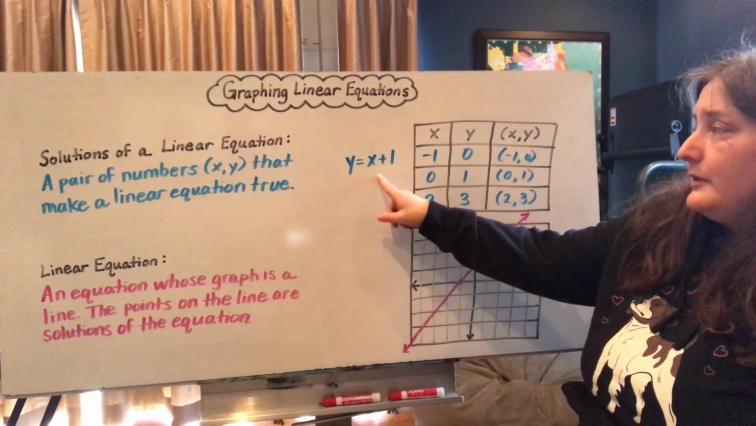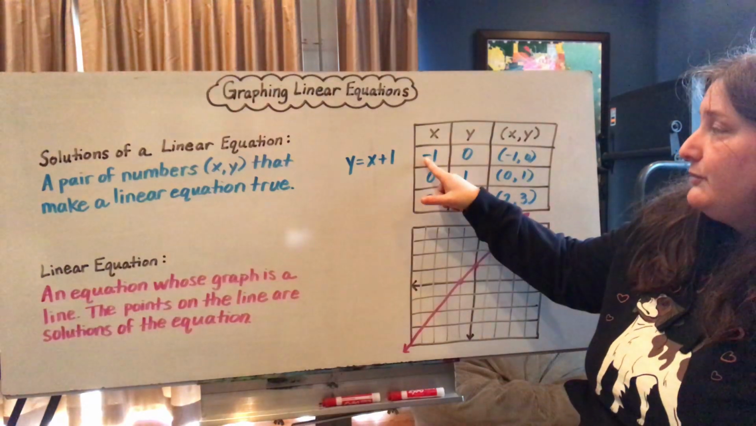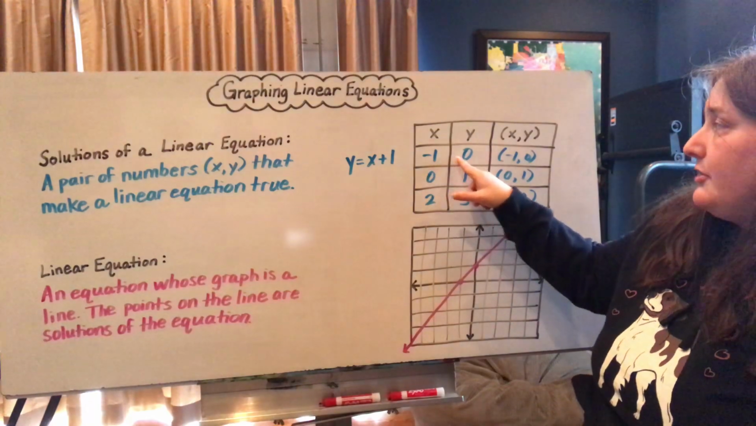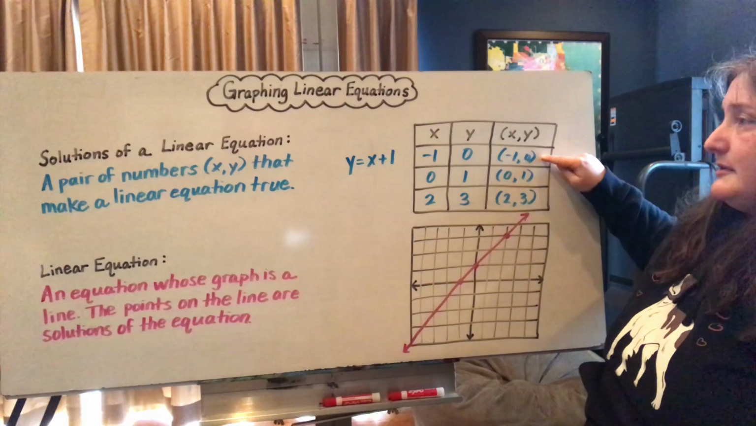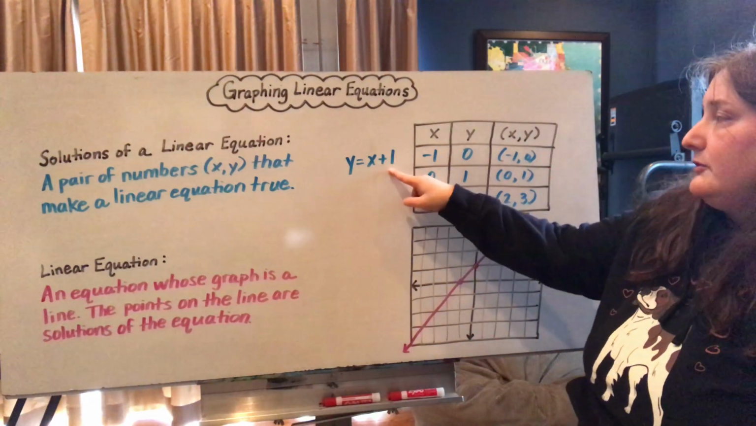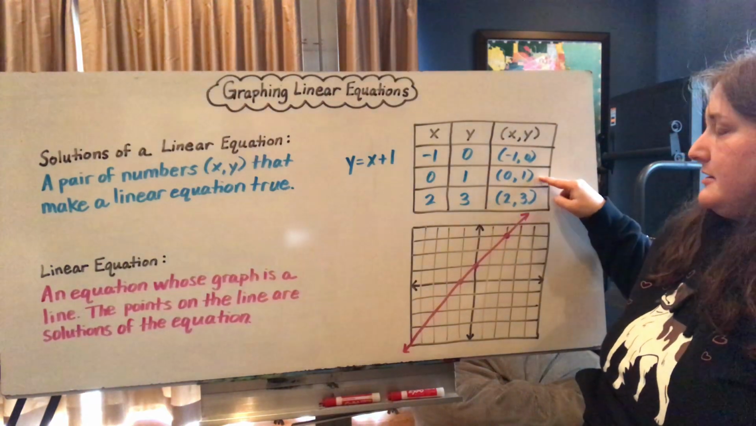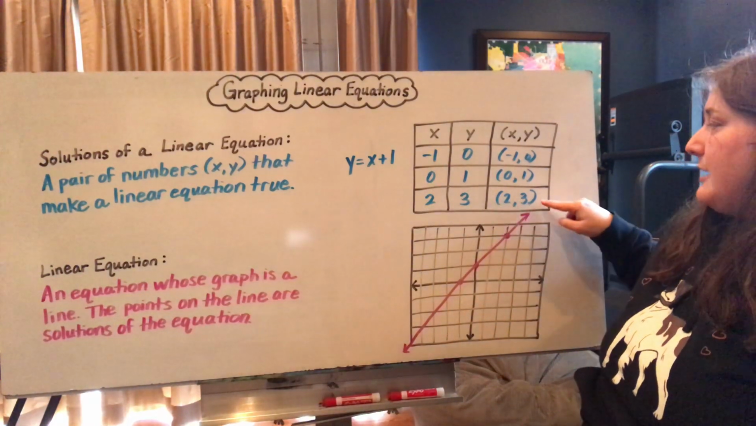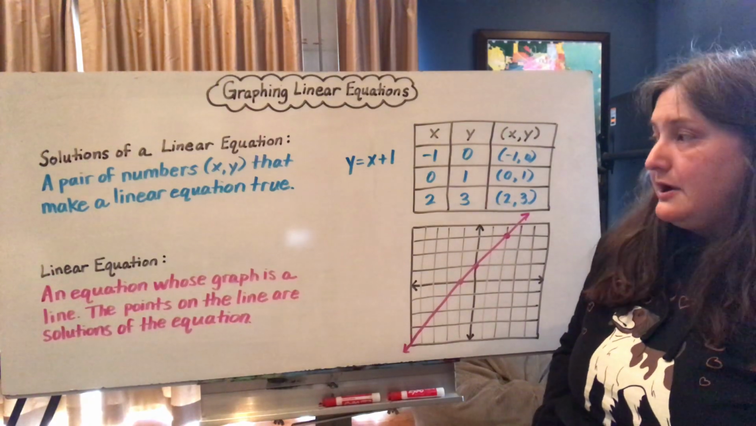So if we have a linear equation like y equals x plus 1, if I plug in -1 for x, -1 plus 1 will give me 0. This can be written as a solution, -1 comma 0. It's an ordered pair. If I plug in 0, 0 plus 1 is 1. Another solution as an ordered pair is 0 comma 1. If I input 2, 2 plus 1, I get 3. 2 comma 3 is another solution. So our solutions are written in the form of ordered pairs.